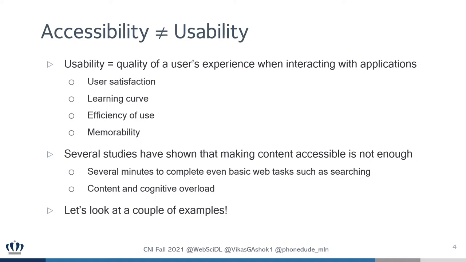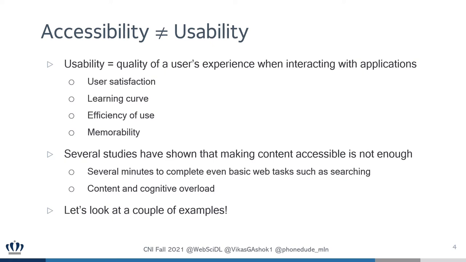While assistive technologies such as screen readers and screen magnifiers indeed make content accessible, they, however, do not ensure usability. That is, the ease with which students with visual disabilities can interact with the applications. Usability involves subjective aspects of interaction such as user satisfaction, learning curve, that is how long it takes for users to become familiar with an application and comfortably interact with it, efficiency, as in how quickly users can complete their tasks, and memorability, that is how easy it is for users to remember the application structure and layout so that they can quickly access the different features in subsequent interactions with the application.